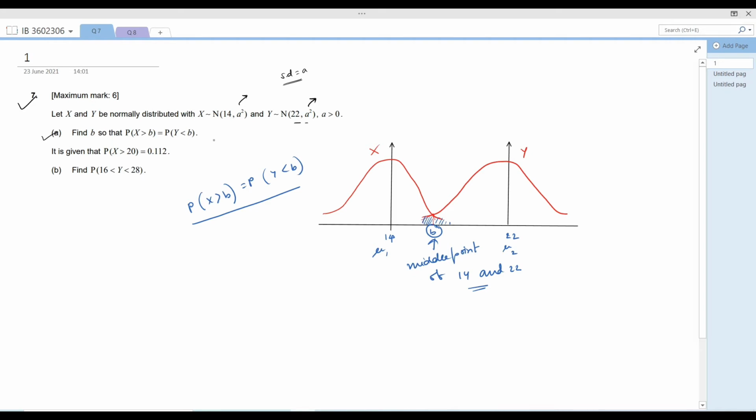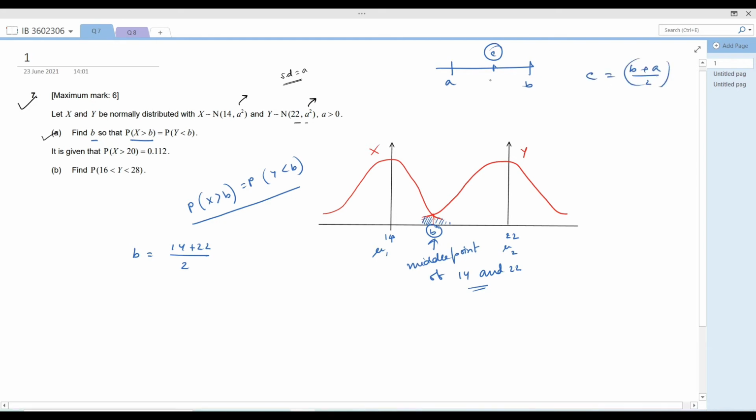Okay, so find B so that P of X greater than B equals P of Y less than B. So this is the point where the two graphs are equal. Now I will write it this way: B equals 14 plus 22 divided by 2. I am finding the midpoint. So the theorem is, if there is point A and point B, and C is at the midpoint of A and B, then C will be B plus A divided by 2, the average point.